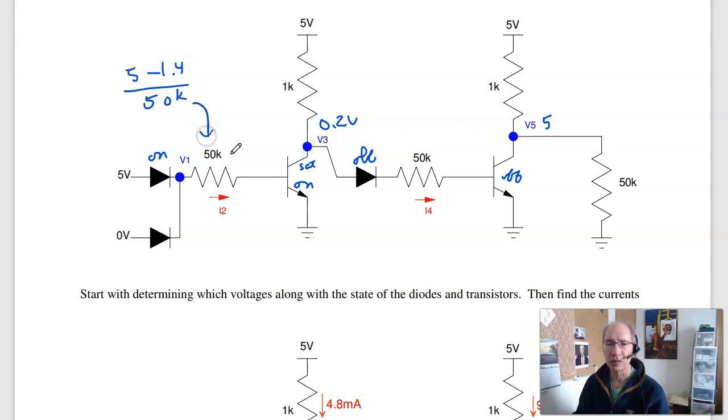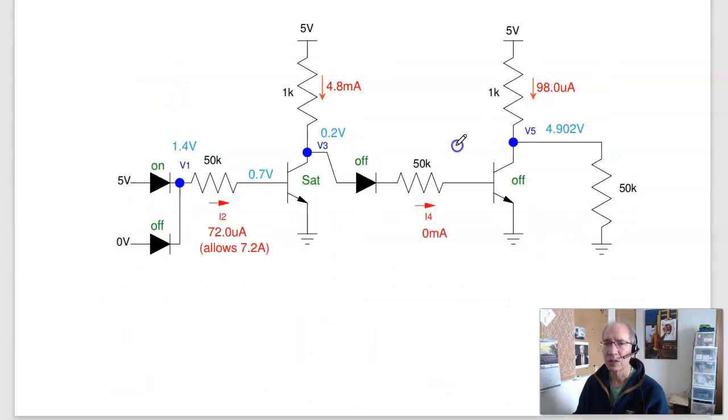That gives you the current for I2. This current is 4.8 volts over 1K, 4.8 milliamps. This voltage by voltage division is going to be 50 over 51, that percentage, 5 volts. And the current is 5 volts over 51K. So when you do all that, these are the voltages and the currents.